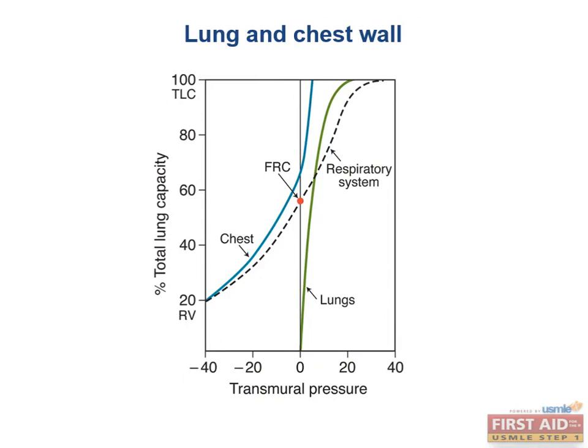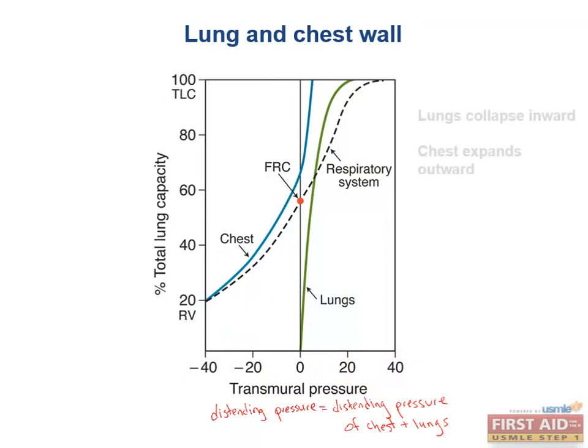Take note that the distending pressure, or the pressure you need to add to expand or shrink the respiratory system, is simply the sum of the distending pressures of the chest wall and the lungs. When you're breathing, there is a tendency for the lungs to collapse inwards and the chest wall to spring outwards. When the lungs are at their functional reserve capacity, the inward pull of the lung is equal and opposite to the outward push of the chest wall.